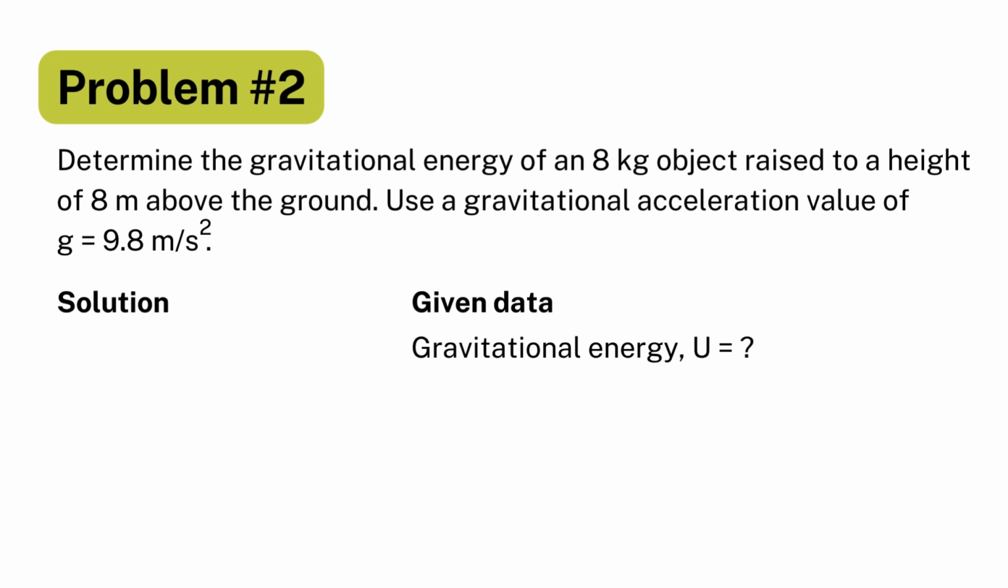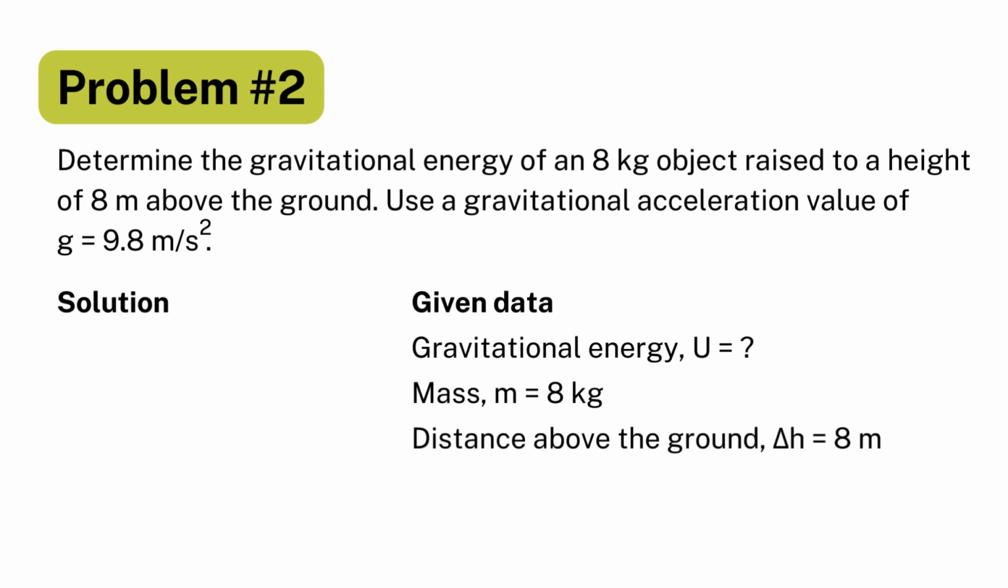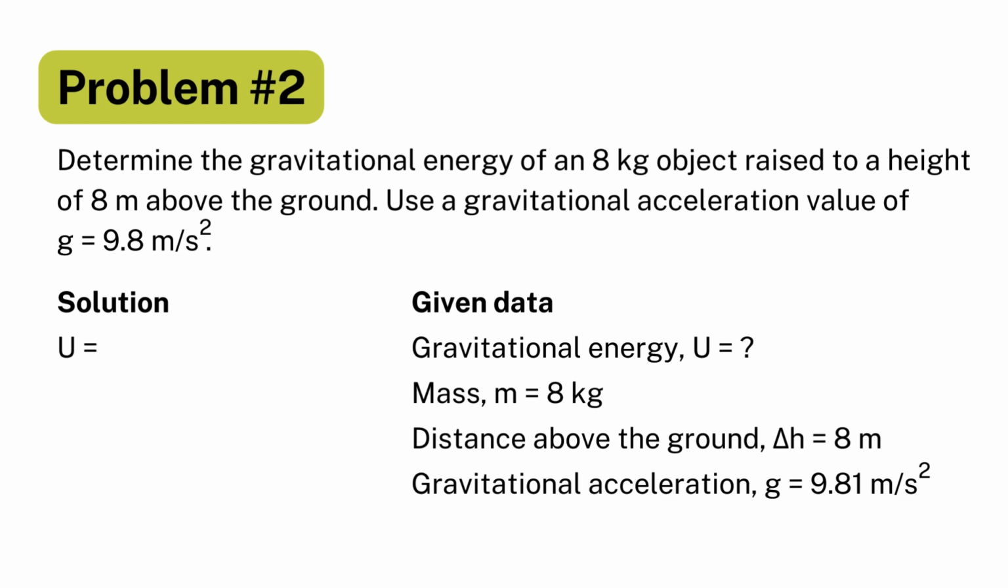The mass is given as m equals 8 kilograms, and it is lifted to a height, delta h, equals 8 meters above the ground. Also, the gravitational acceleration g is given as 9.8 meters per second square. Place the given values into the equation. U is equal to mg delta h.